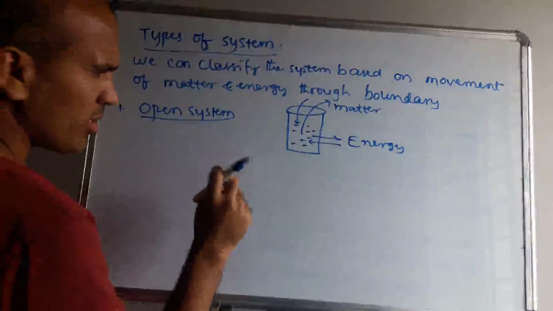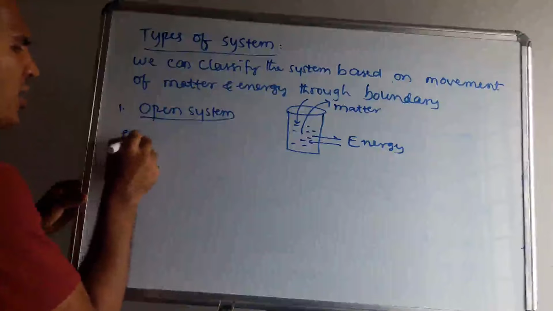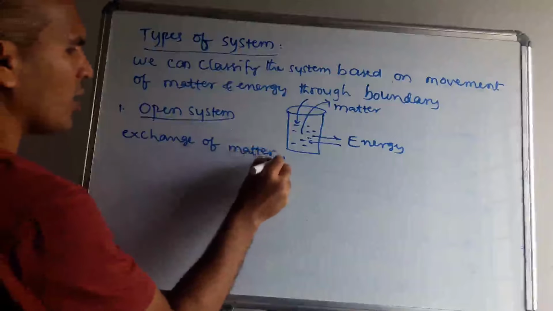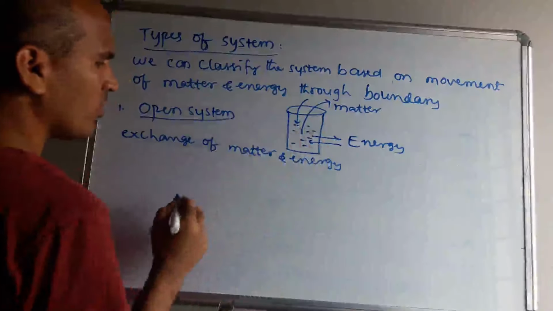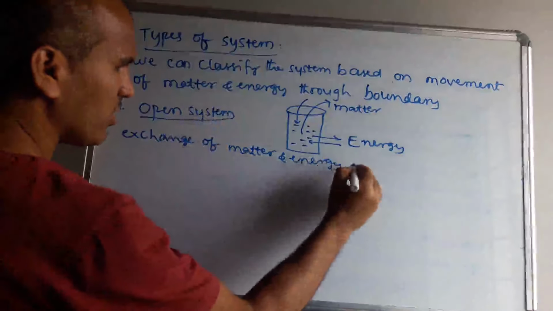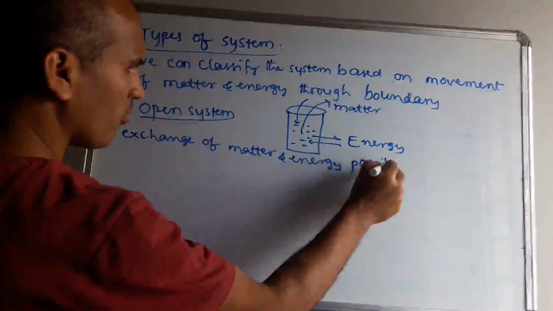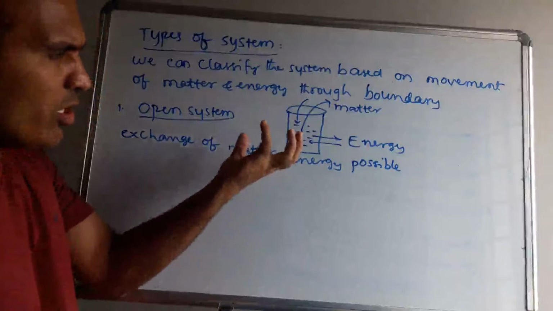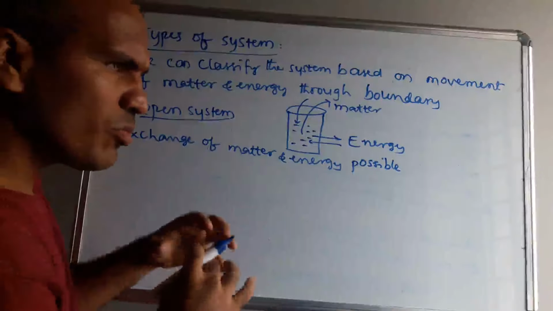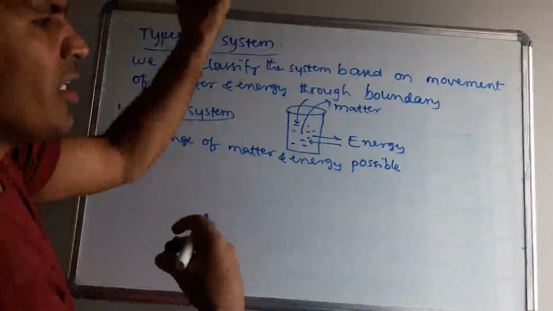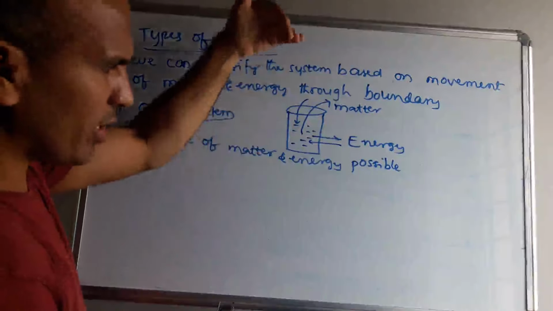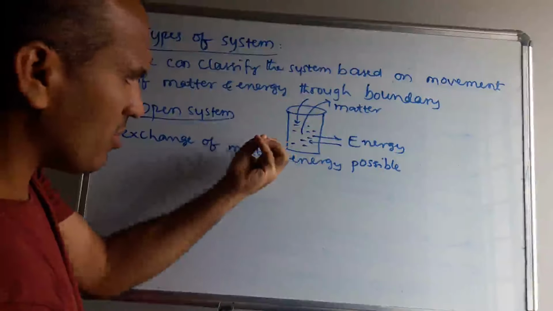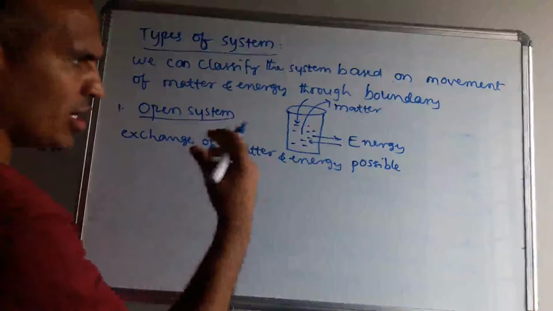This is the system, this is the boundary, and this total part is the surroundings. Between the system and the surroundings, exchange of matter and energy takes place, or is possible, because this is open. If you keep a beaker containing water, after some time the water molecules may escape because they gained some heat and vaporized. Or if you cool it down, some water molecules or dust may enter the beaker. So matter can be exchanged, and energy is also exchanged.